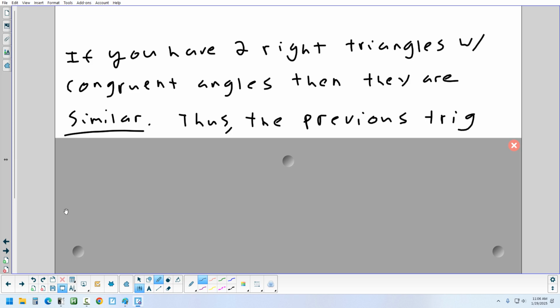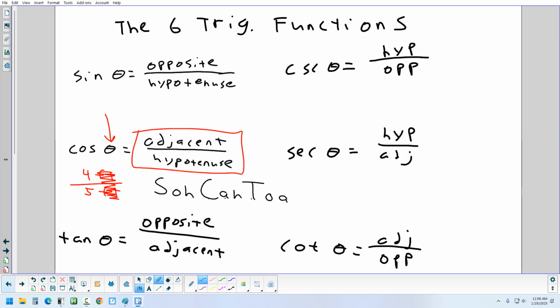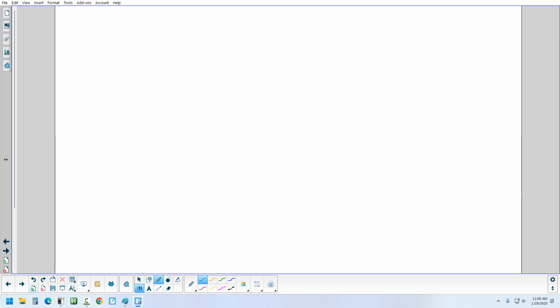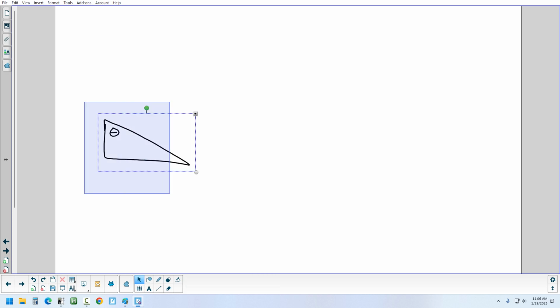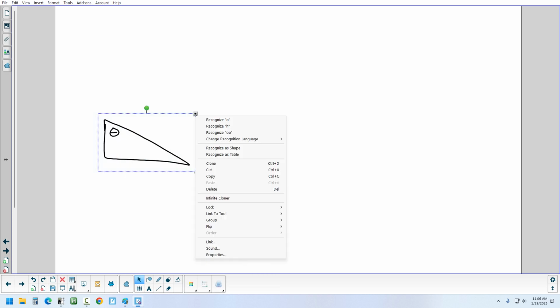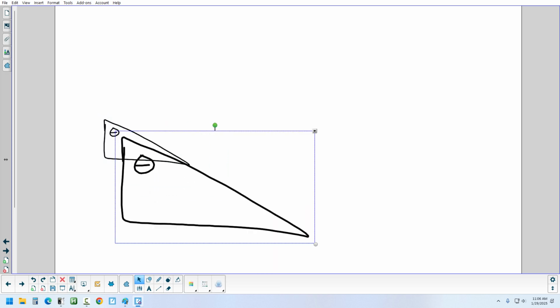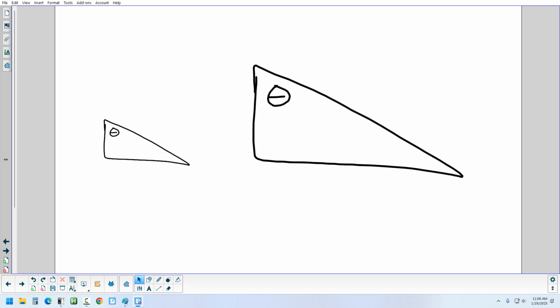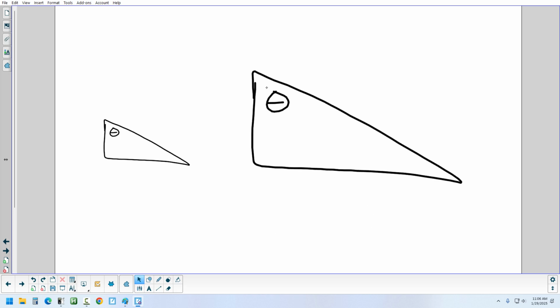So the question I want to look at is, if you're working with a similar triangle, would it change any of these answers? So like if you had a triangle and you found, say, the sine of that angle, or we took that, made a larger version of it, and now found the sine of that angle, would it change the answer?